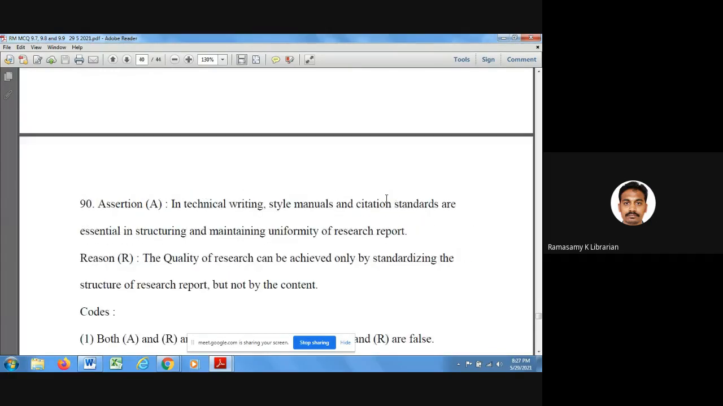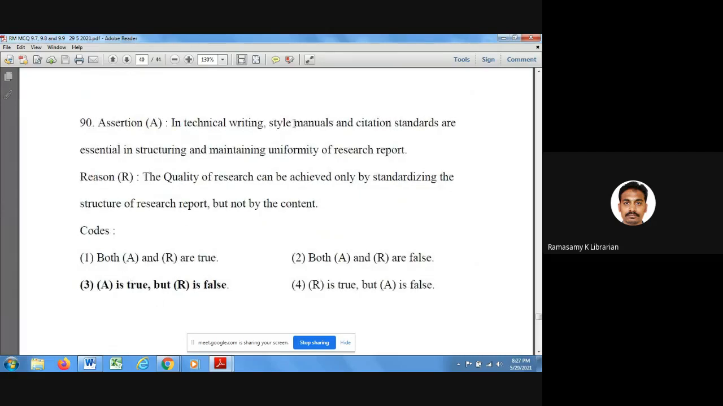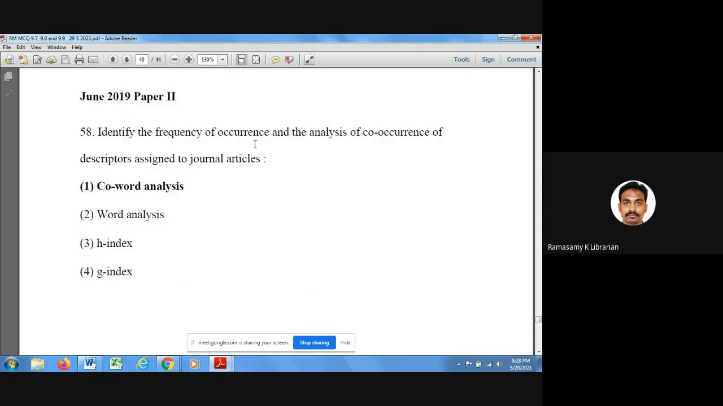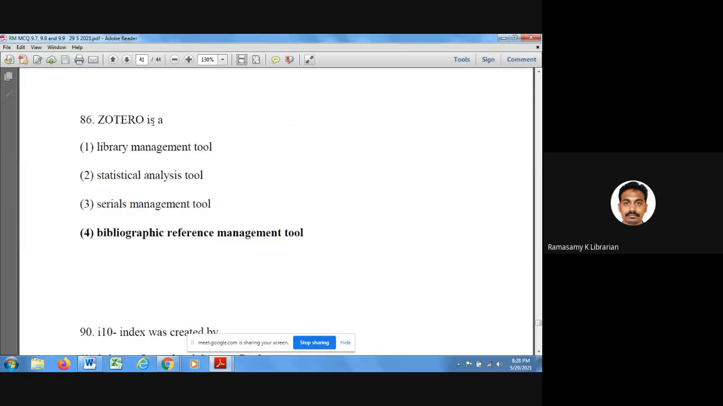Okay, fine. Then in technical writing, style manuals and citation standards are essential in structuring and maintaining uniformity of a research report. That's correct, because if both you and I are following the same style manual, there will be uniformity in presenting tables, in presenting headings, all things. So A is right. The quality of research can be achieved only by standardizing. So that is false. Okay, that's clear. Identify the frequency of occurrence and the analysis of co-occurrence of descriptors. I think we discussed co-word analysis already. And once again, Zotero is a reference management tool, both online and offline.